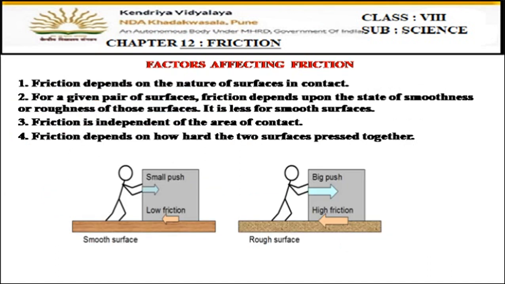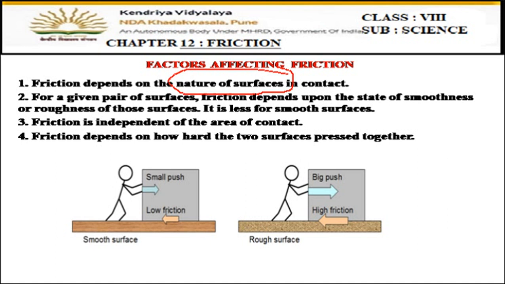Now next is what are the different factors which affect friction. So friction depends on the nature of the surface in contact. This is very important. You must keep it in mind that friction depends on the nature of the surface, as we have discussed that whenever two surfaces are in contact with each other, frictional force acts between them.